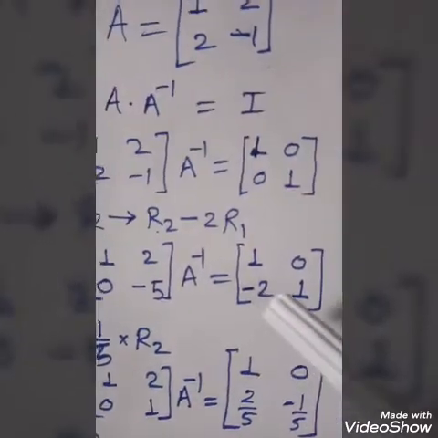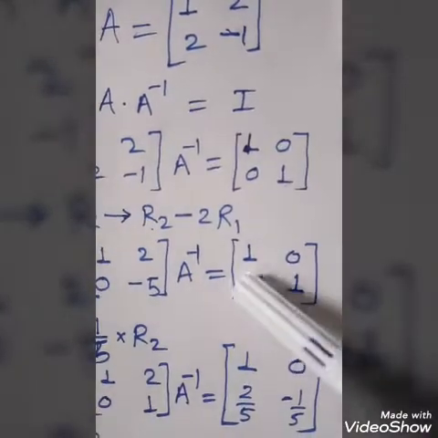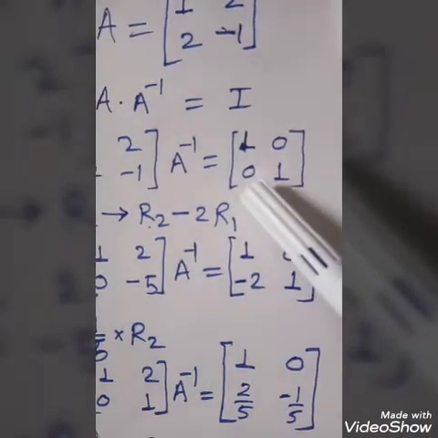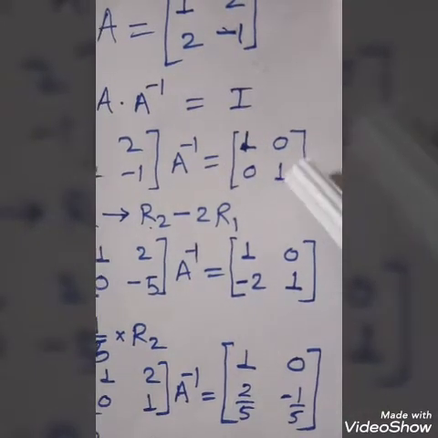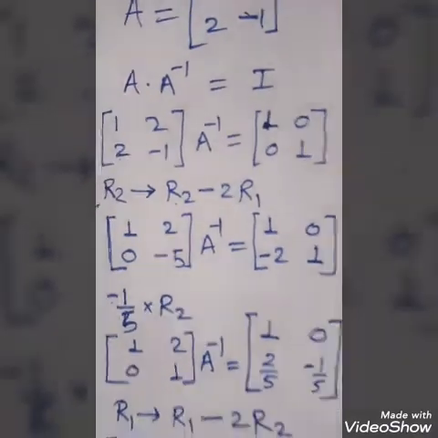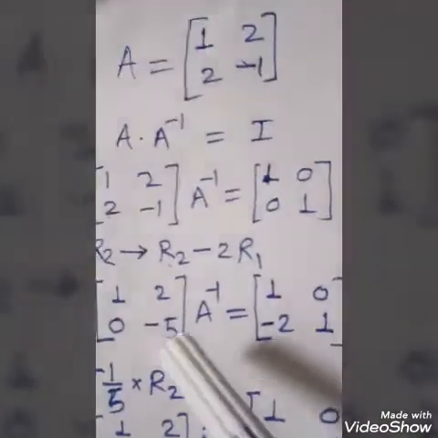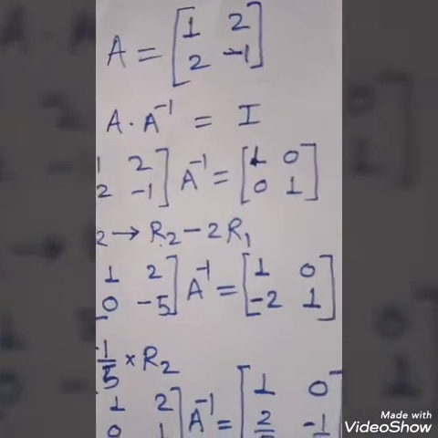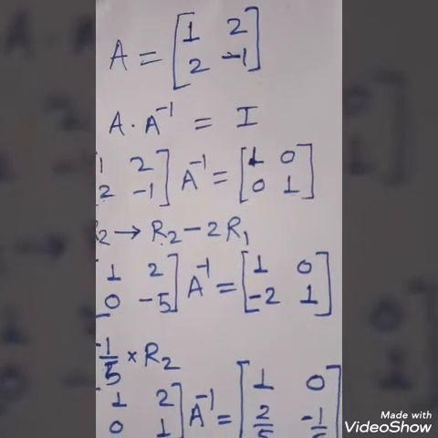A inverse, the same operation is applied on the right hand side of matrix. Here first row as it is 1 0. The operation on second row, R2 element 0, 0 minus 2 is equal to minus 2, and 1 minus 0 is equal to 1, like this. Then our next operation, convert this minus 5, means A22, this element into 1. Now how to convert this element into 1?